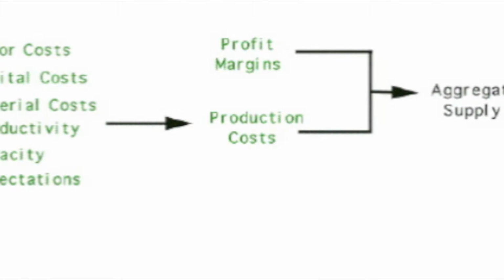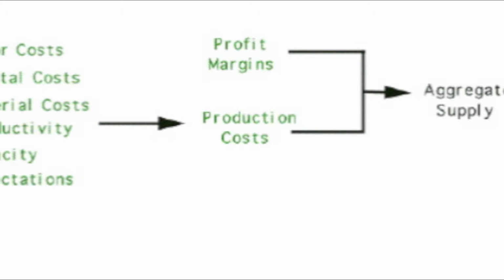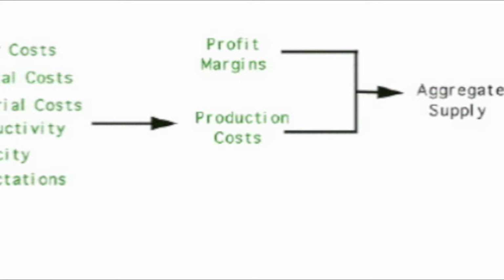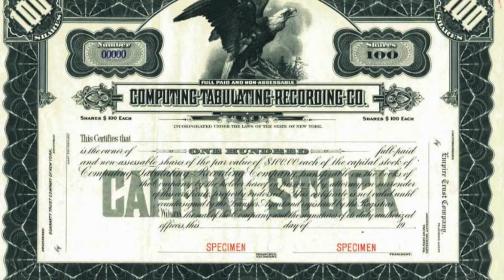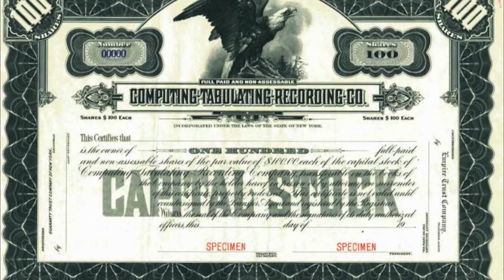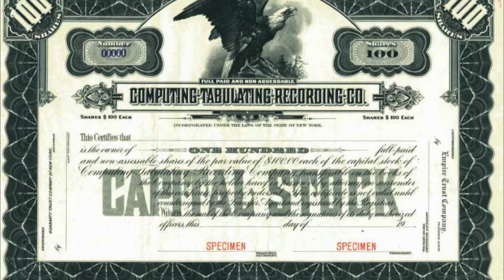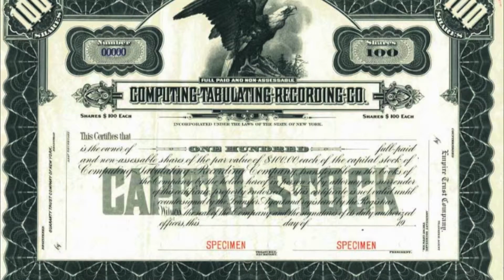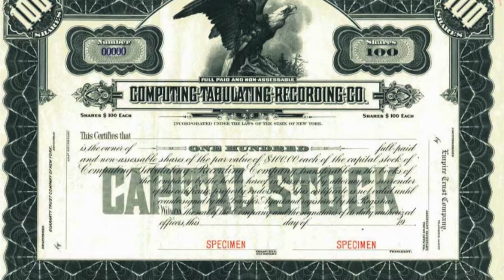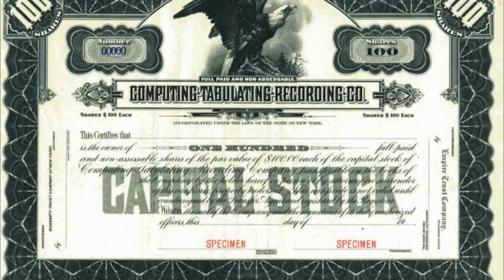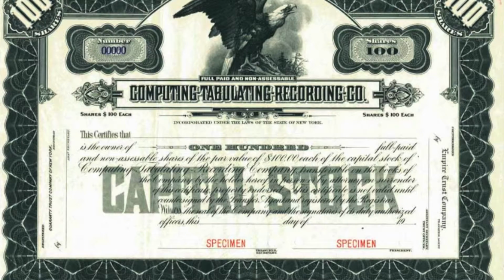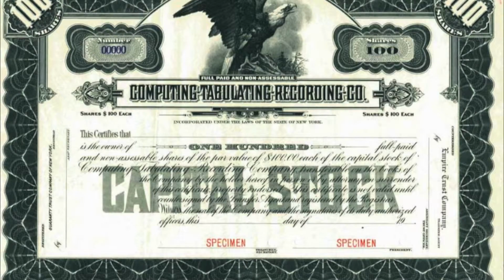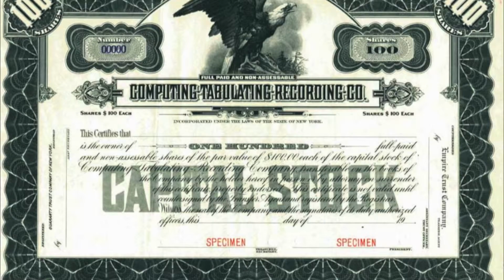Aggregate supply determinants fall into three categories: resource quantity, resource quality, and resource price. Resource quantity includes the amount of labor, land, entrepreneurship, and most importantly, capital stock available. Capital stock is the total quantity of capital used by the economy for production. It's a prime example of a resource quantity determinant that affects both short-run and long-run aggregate supply curves.